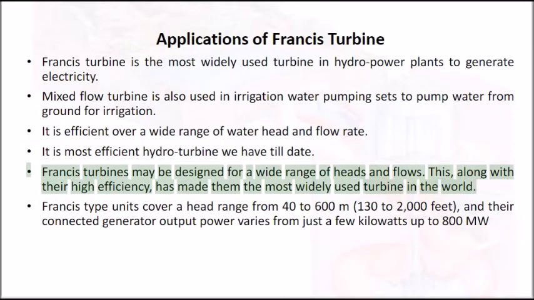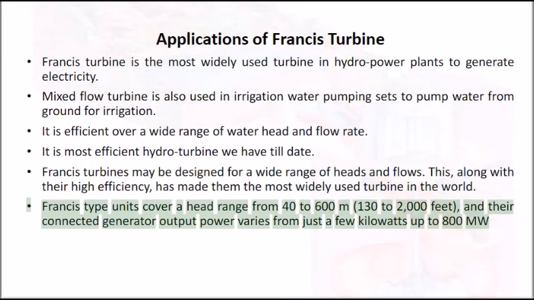Francis turbines may be designed for a wide range of heads and flows. This, along with their high efficiency, has made them the most widely used turbine in the world. Francis-type units cover a head range from 40 to 600 m, 130 to 2000 feet, and their connected generator output power varies from just a few kilowatts up to 800 MW.